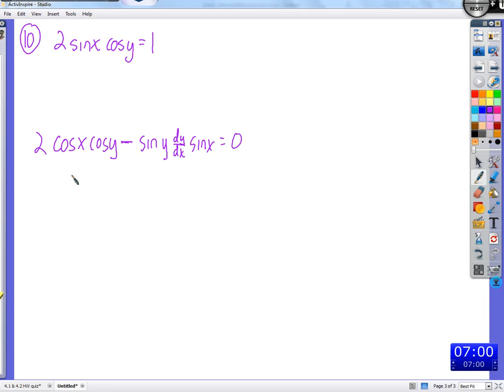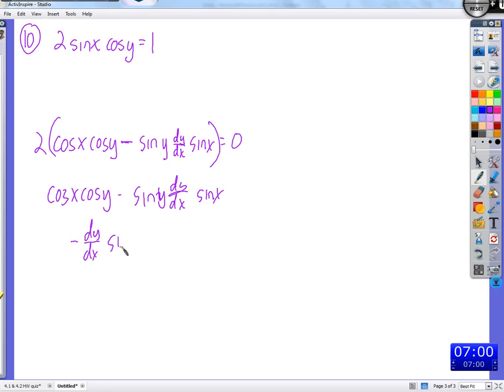Okay, so we'll subtract 2 cosine x cosine y from both sides. We'll get negative dy/dx. If you divide by 2, we divide 0 by 2, we just get this. So that's good. Makes it a little easier. So we have negative dy/dx sin y sin x.